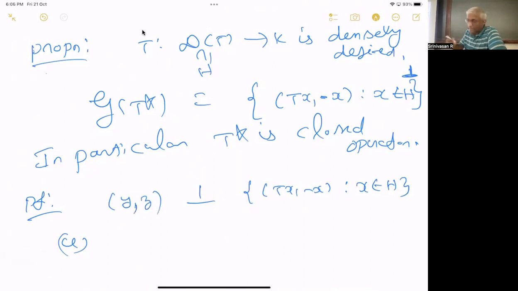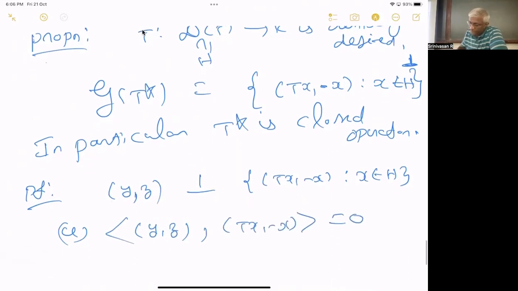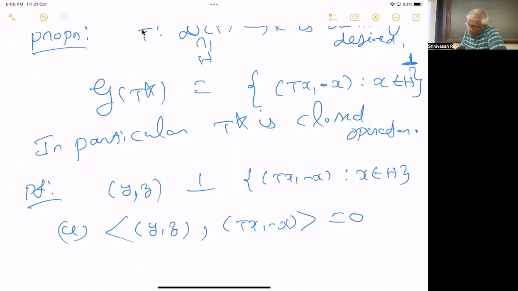Okay, let's just write y, z. This just means the inner product of (y, z) with (Tx, -x) equals 0. That's what it means, right? So that is the inner product of y with Tx minus the inner product of z with x equals 0, or this is equal to this.